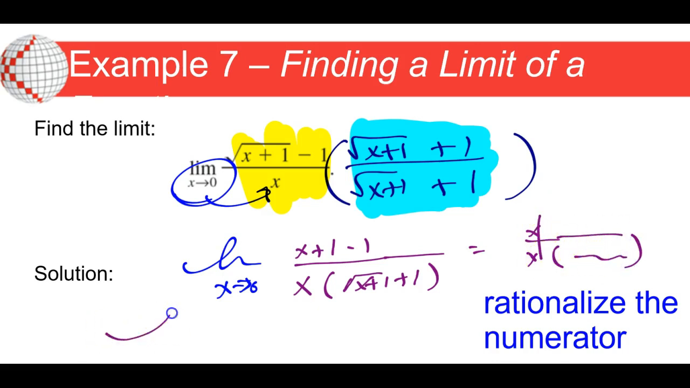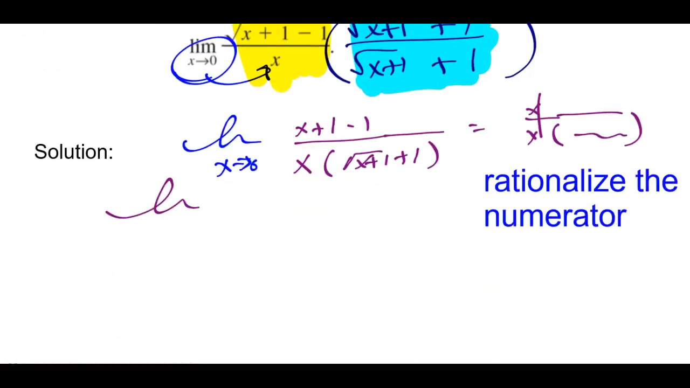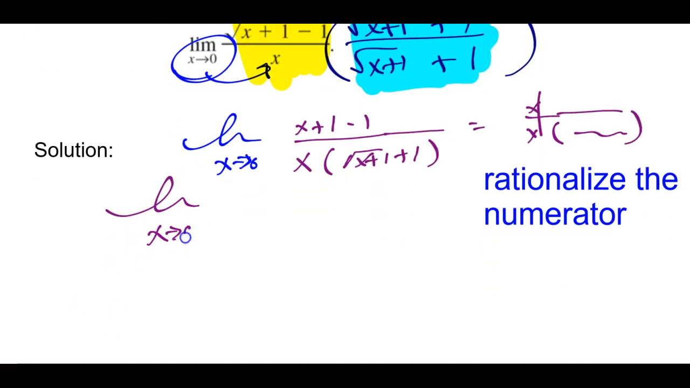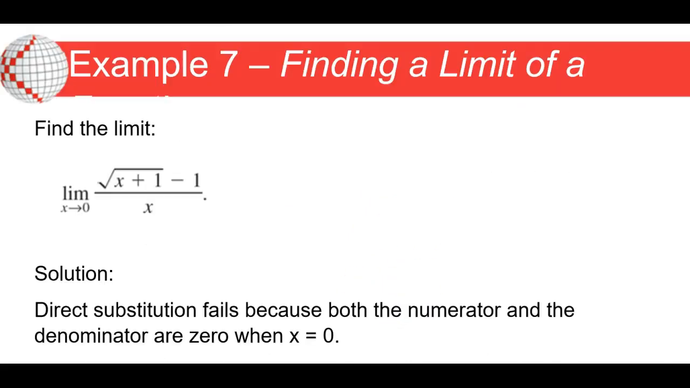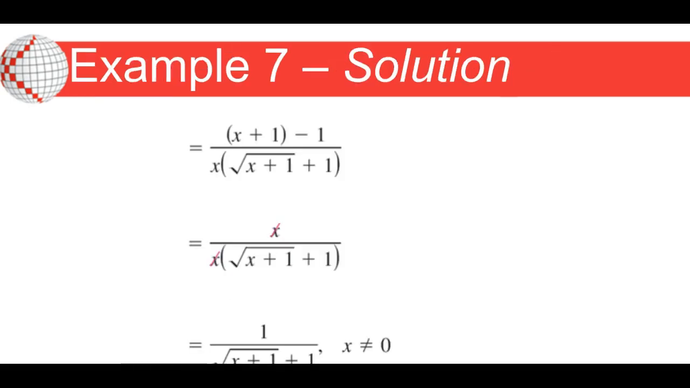And then I can cancel. So it's really just the limit as x approaches 0. And all I have is a 1, because when they cancel, any number divided by itself is 1. So it's 1 divided by the square root of x plus 1. And when I throw in a 0 there, I get 1 over the square root of 1 plus 1, or 1 over 2. That was your first look at rationalizing.